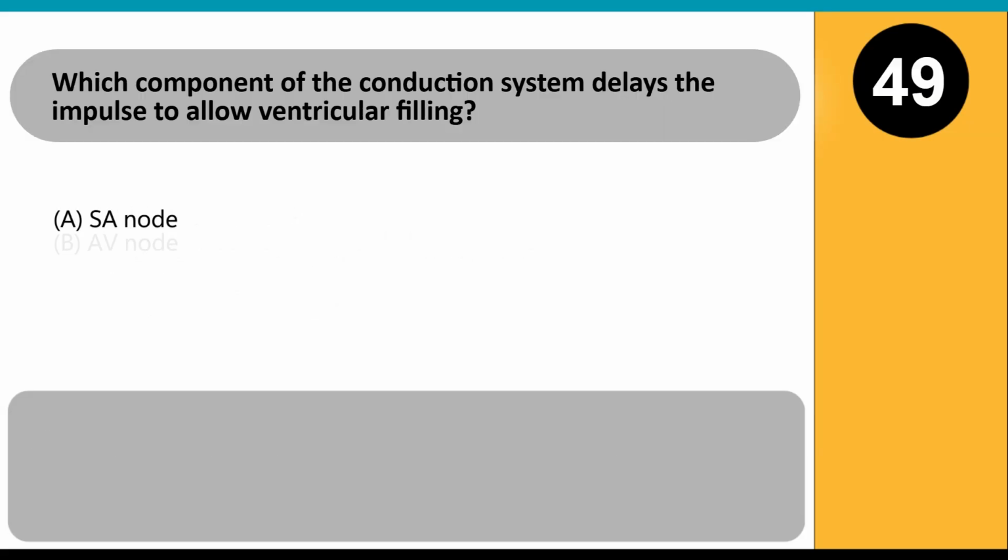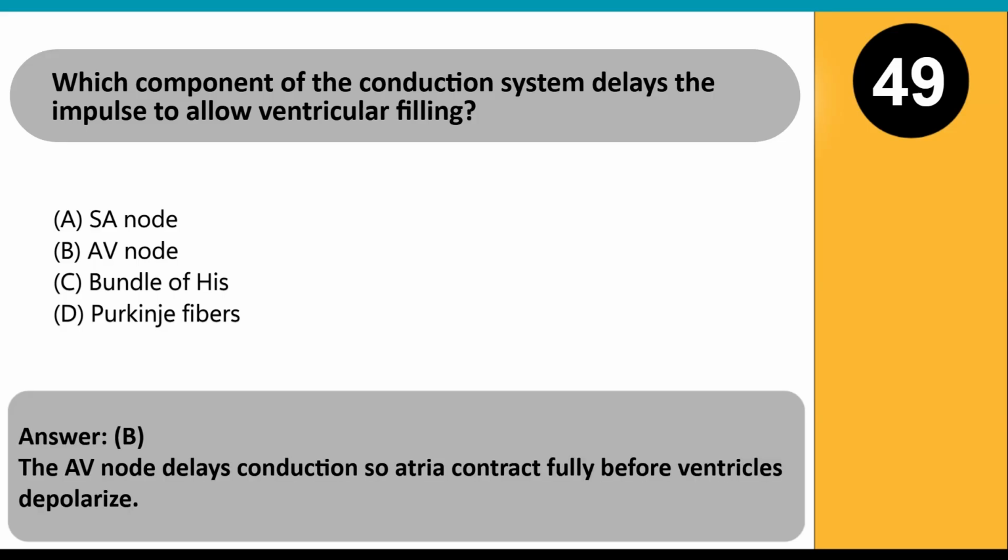Which component of the conduction system delays the impulse to allow ventricular filling? A. SA node. B. AV node. C. Bundle of His. D. Purkinje fibers. Answer B. The AV node delays conduction so atria contract fully before ventricles depolarize.